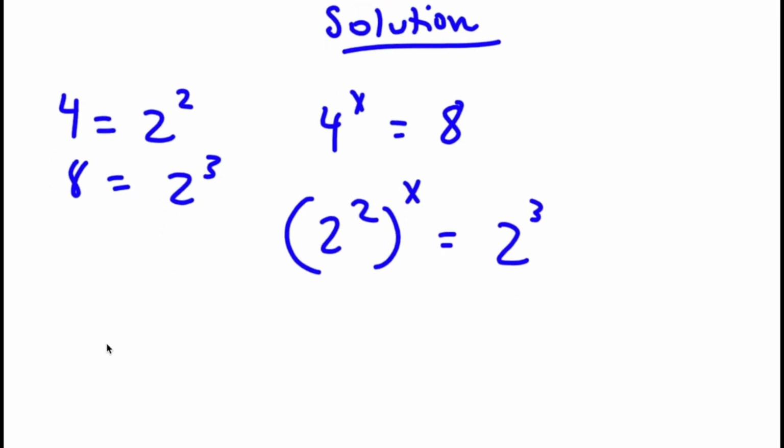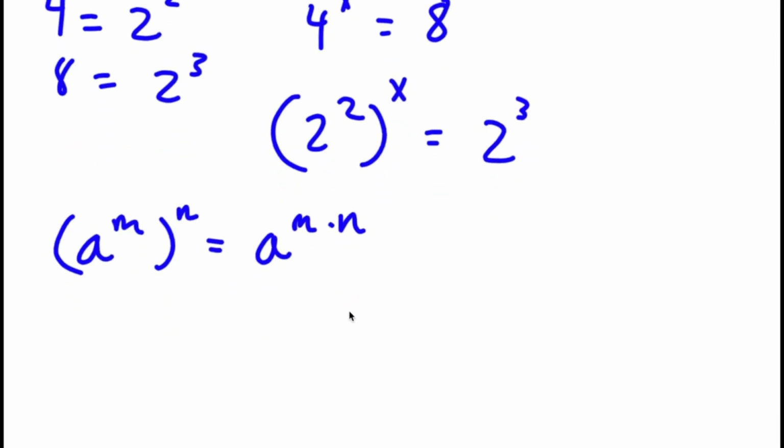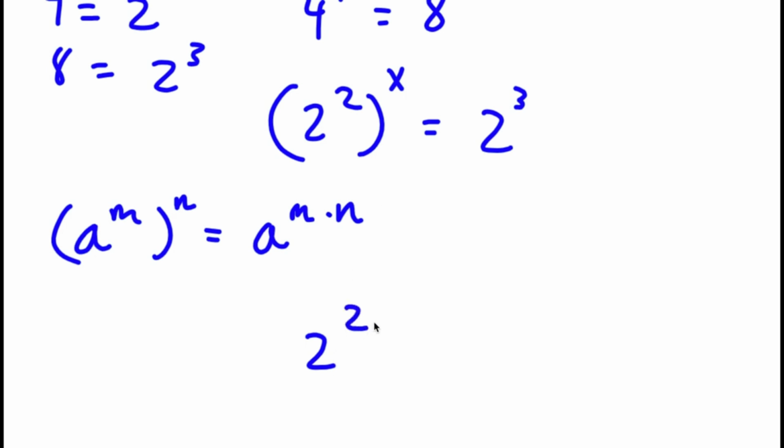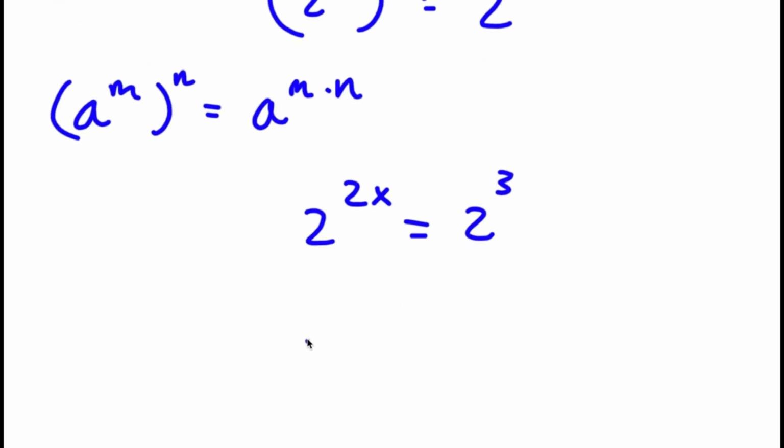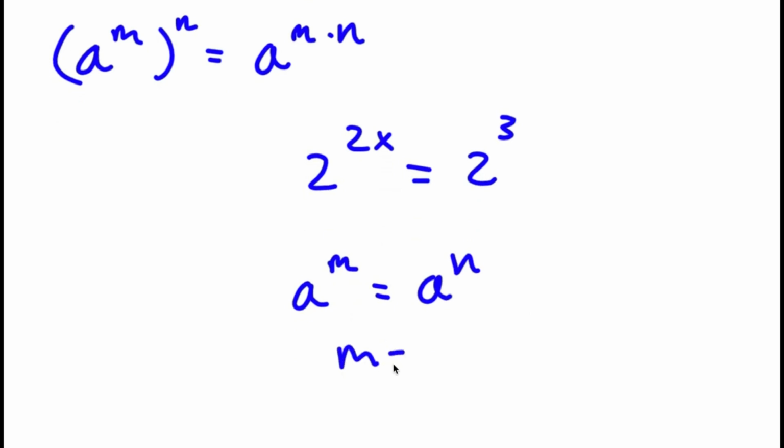Now, if I have something in the form a to the power of m to the power of n, this is simply equal to a to the power of m times n. So 2 to the power of 2 to the power of x, that's going to equal 2 to the power of 2 times x, which is simply 2x, which is equal to 2 to the power of 3. Now, if I have something in the form a to the power of m is equal to a to the power of n, then this means that m is equal to n.